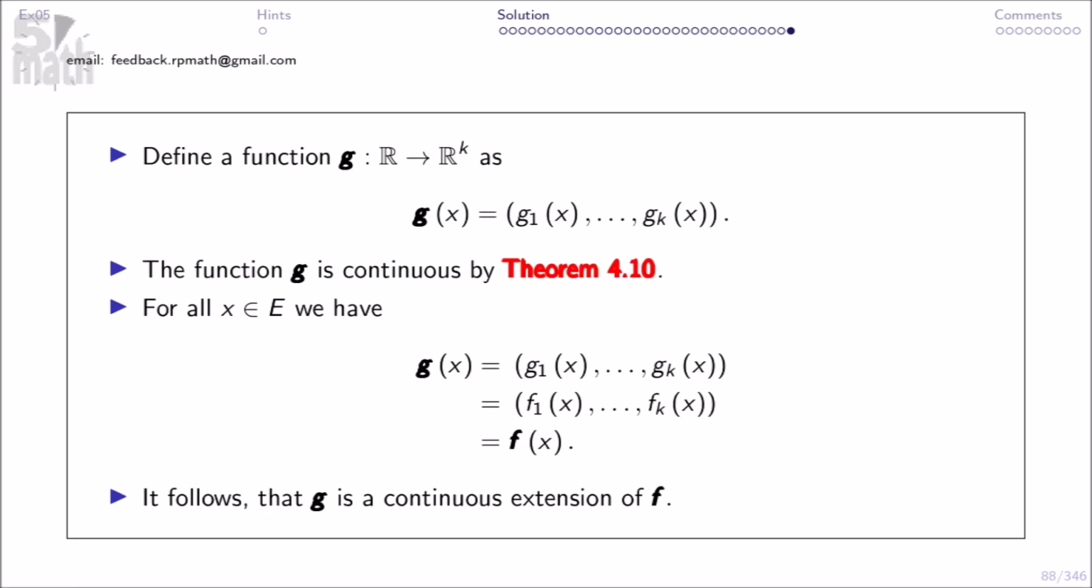Define a function g here as g of x equals this. The function g is continuous by Theorem 410. For all x in E, we have the following. It follows that g is a continuous extension of f.